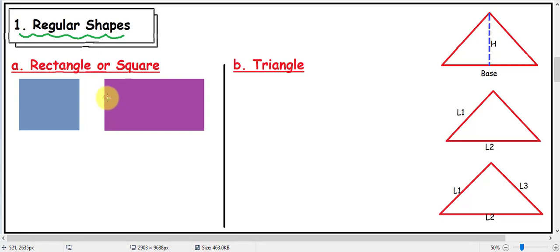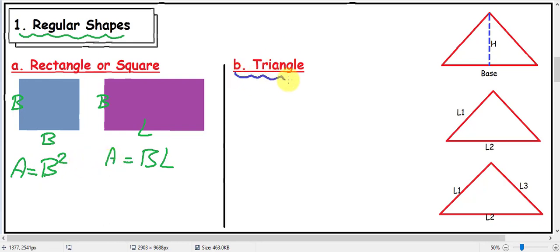If we have here a rectangle, this rectangle width we call B, and the length we call L, so the area of the rectangle equals B L. And if we have the square, all sides are equal, this side is B and this side also is B, so the area of this square is B squared. The second type is a triangle.